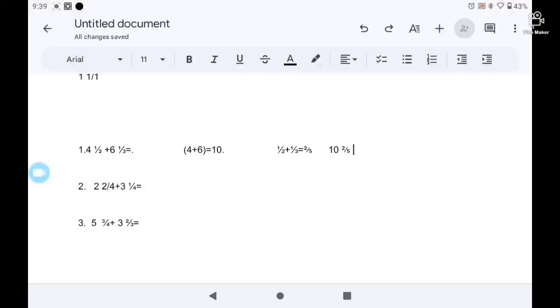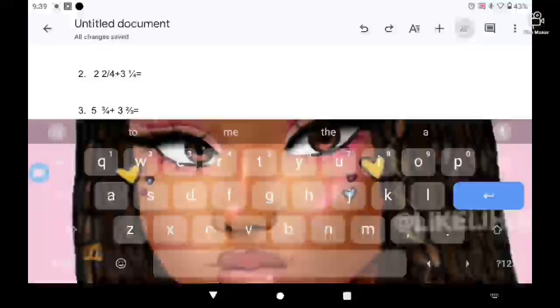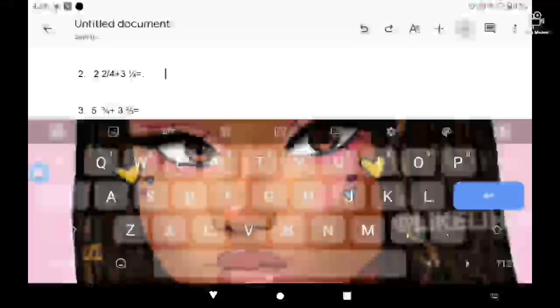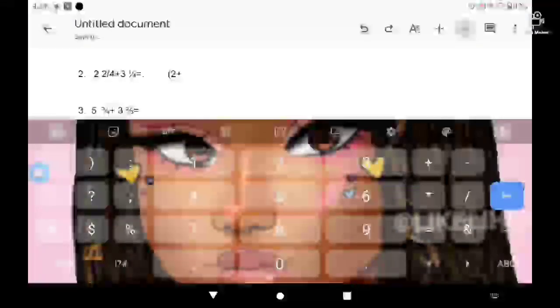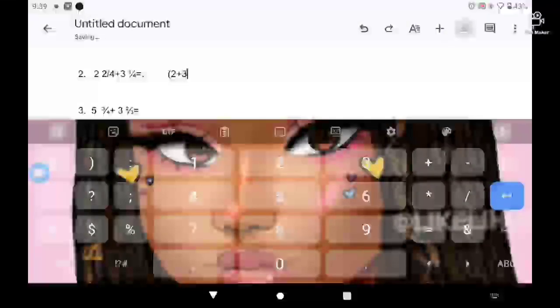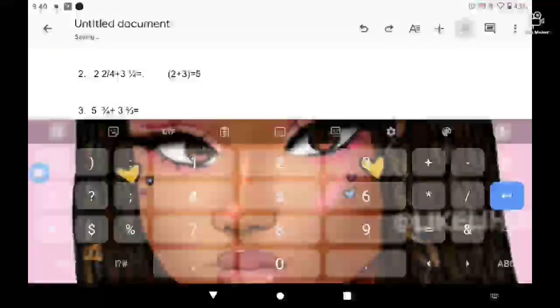Now let's go down to the other one. Here we have 2 2/4 plus 3 1/4. What are our whole numbers? Our whole numbers are 2 plus 3, which equals 5. So our new whole number is 5.